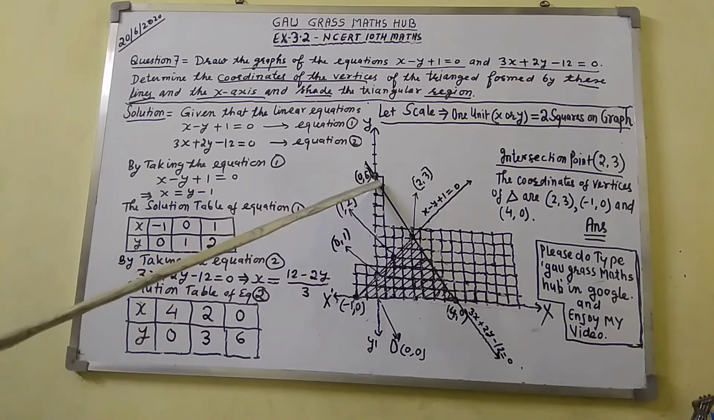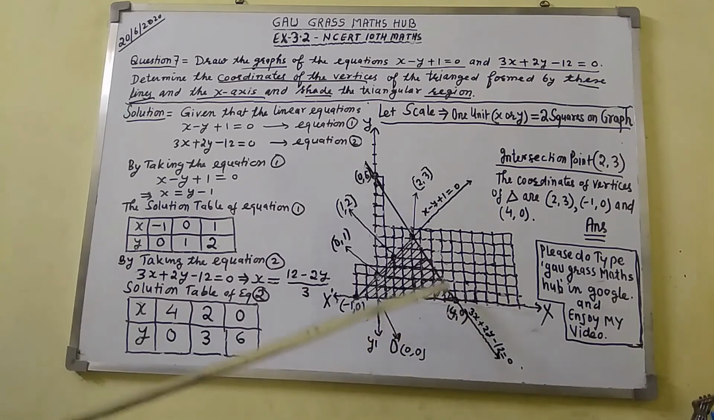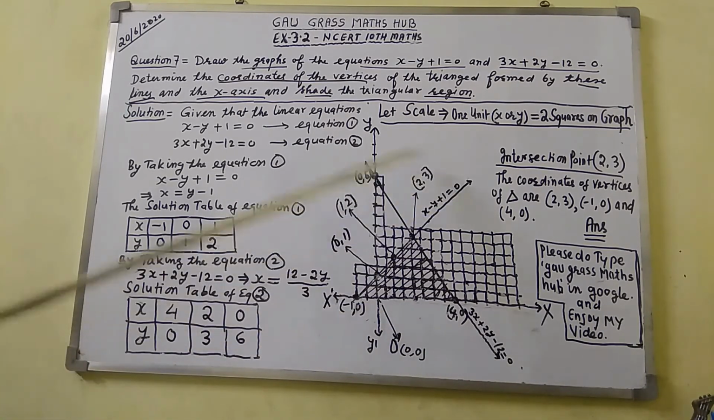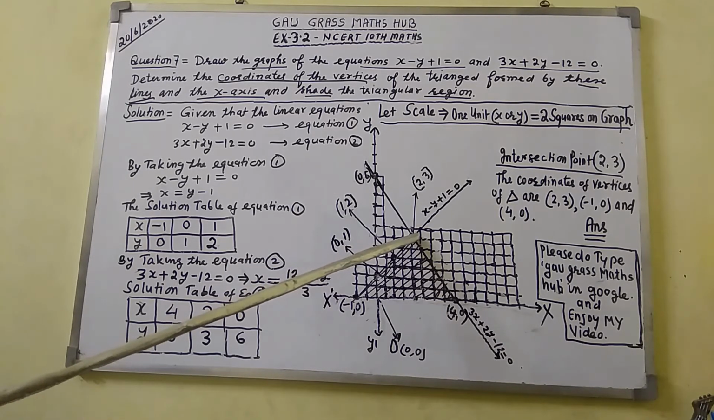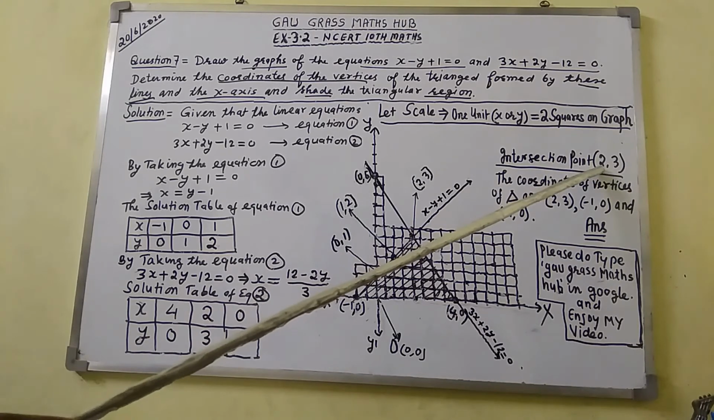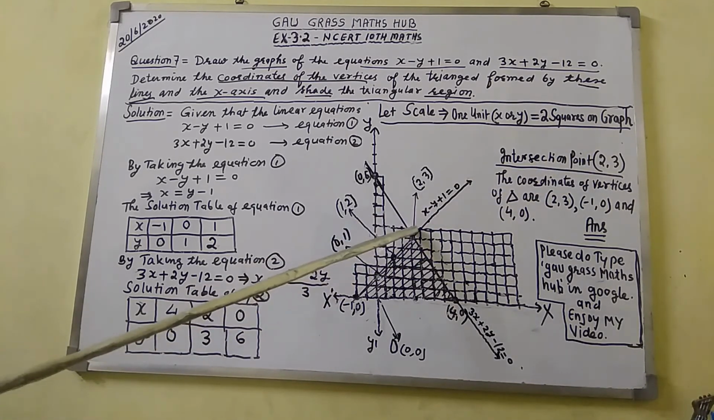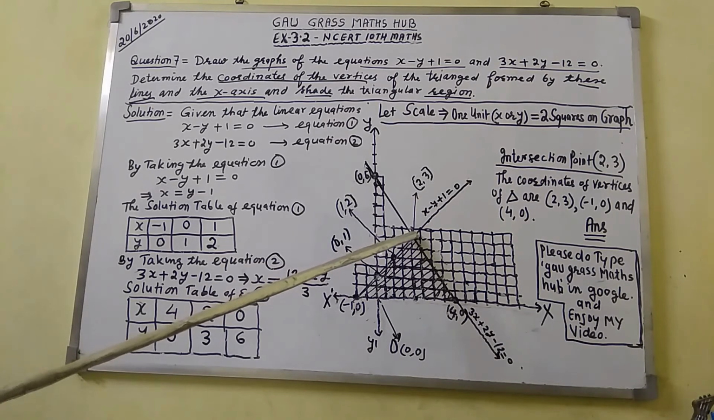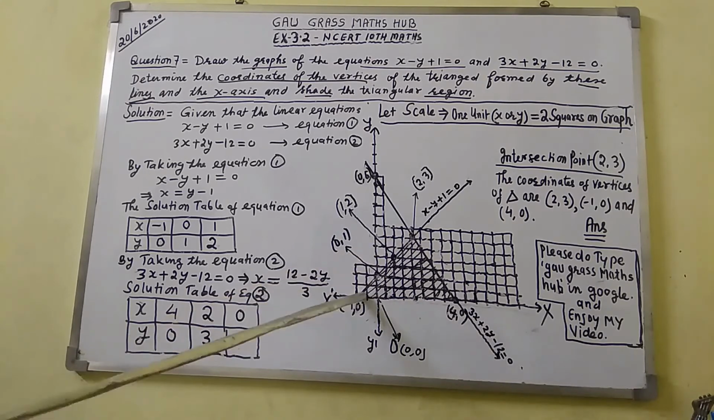You can see this line is equation number 1, and this is equation number 2. For both equations we have got straight lines. Both straight lines are intersecting at this point here. The intersection point will be 2, 3. Now here 2 will be the abscissa and 3 will be the ordinate. Now we have got the vertices of the triangle. You can see here this one is the triangle, this one, this one, this one.